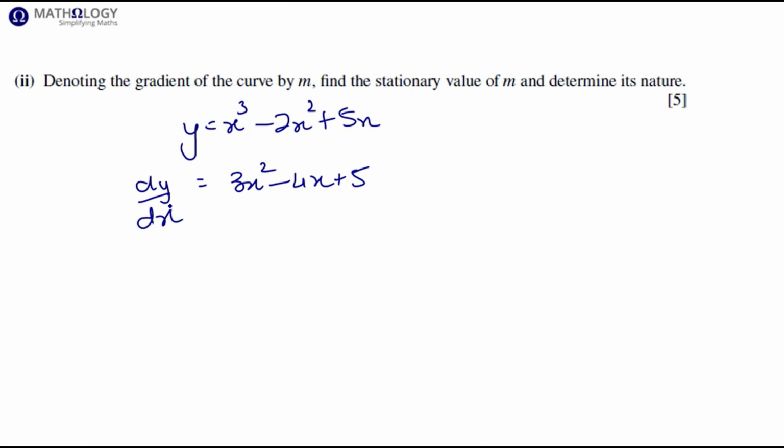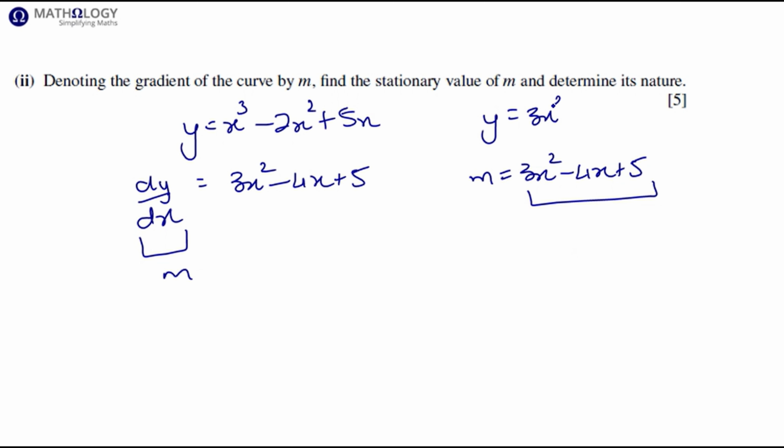Now they're saying that they are going to denote this gradient dy/dx by m. So in other words, m equals 3x squared minus 4x plus 5, and they want us to find the stationary value of m and determine the nature of that stationary point. So essentially, we can look at this another way. This is a quadratic function, so if we had just called it y equals 3x squared minus 4x plus 5, this is just a quadratic function, and we know how to sketch a quadratic function. We can determine the stationary or turning point of a quadratic function.